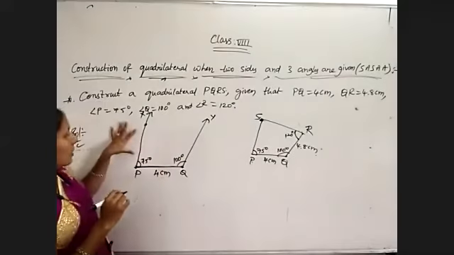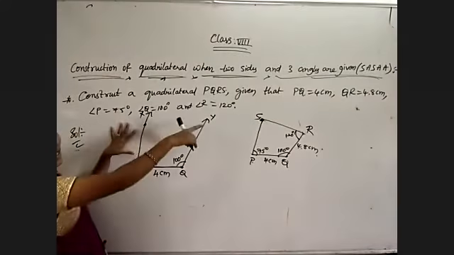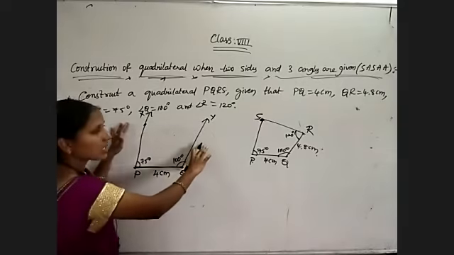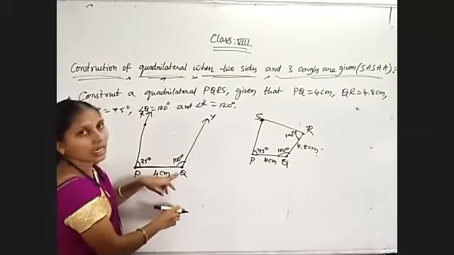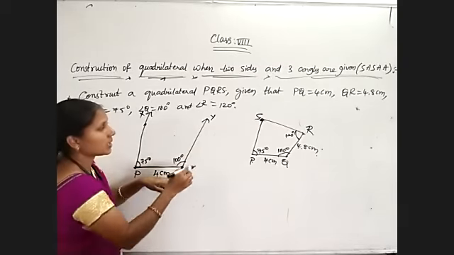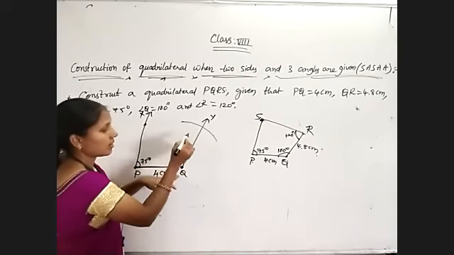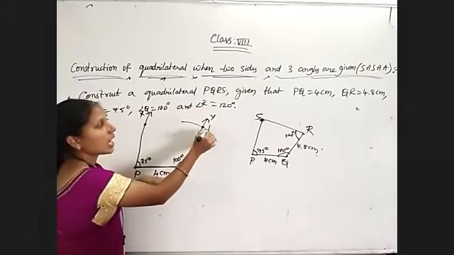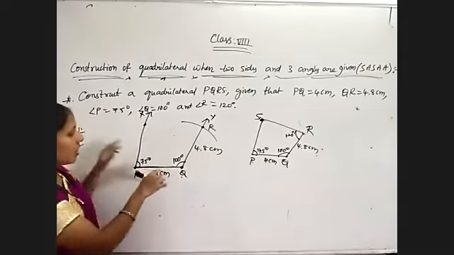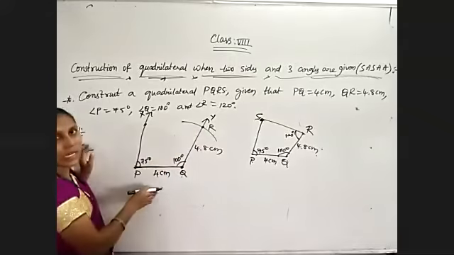Now from here we can't get the fourth vertex S, because this measurement we don't know. This measurement we know, so we will get R. Take Q as center with 4.8 centimeters radius. Cut that ray QX at R, which is equal to 4.8 centimeters. Now I got P, Q, R, three vertices.